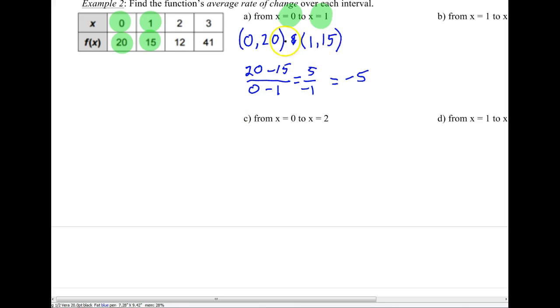Of course, yep. So the slope, I flipped it around. I did 15 minus 20. And I did 1 minus 0. I'd get negative 5 over positive 1, which would still equal negative 5. So slope from any 2 points is the same no matter where you start from.